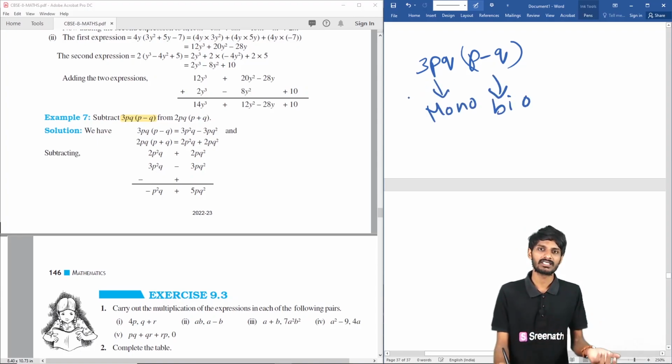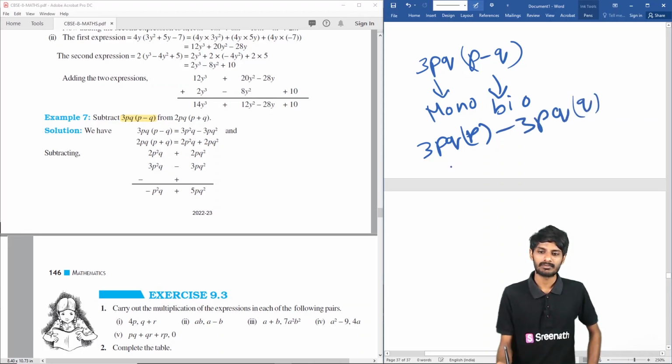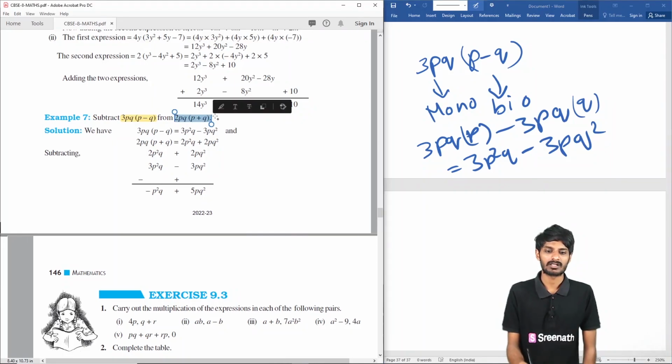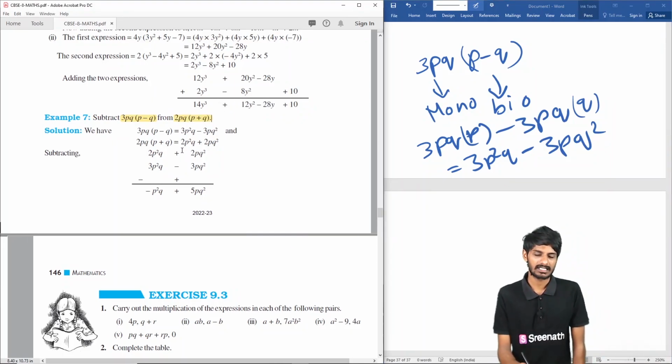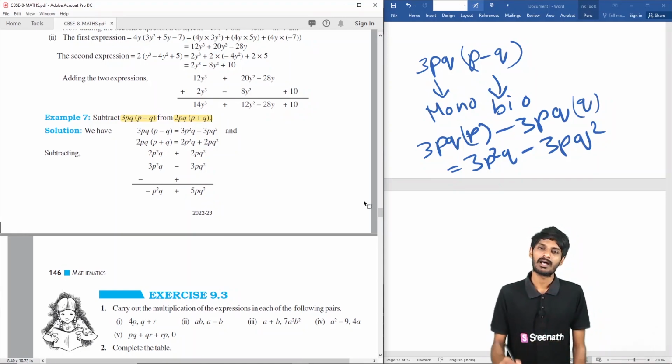The process is the same. Every term has to be multiplied with the monomial. So it is 3pq into p minus 3pq into q. So simply there is only the numerical term 3, and p square q minus 3pq square. Like that you have to simplify the other term also. After doing the same for both, you have to subtract the two, then you will get the answer.